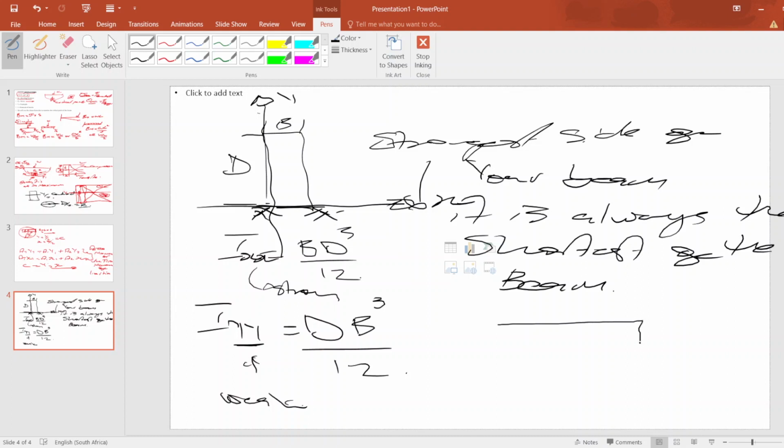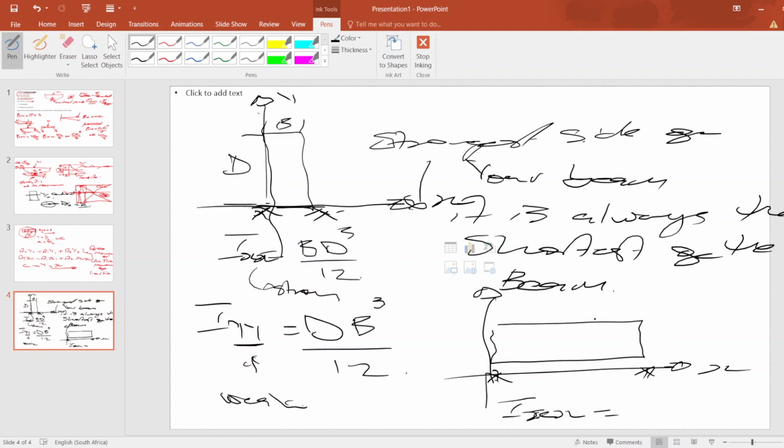If you are given the beam in this way, you can tell this is my X, this is my Y, and this is where you have taken moment. If you have taken moment at Ixx, then this is the longest side, this is the shortest side, right? Then it will be D B cubed divided by 12, because this is where you have taken moment. Now when coming to the moment of inertia, it will always depend on the position of your beam.